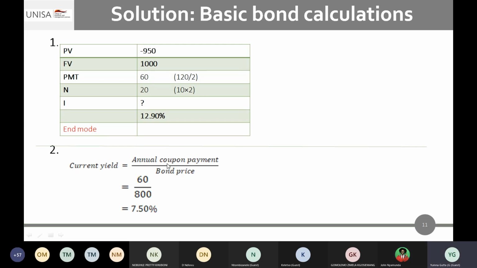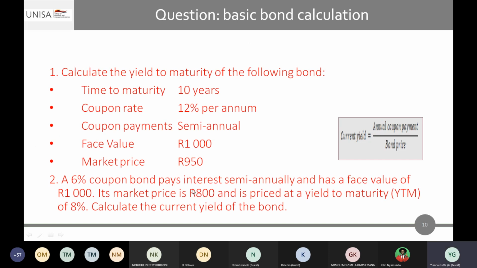annual coupon payment. Desiree is asking, where is the bond price, please? The bond price is 950. If we go back, oh, it's 800. Sorry, I'm thinking about the same one. Sorry, here's the bond price, 800. And the annual coupon is supposed to be 120.